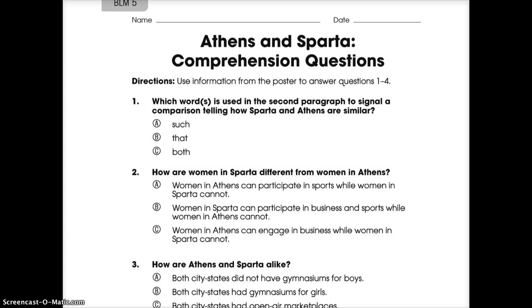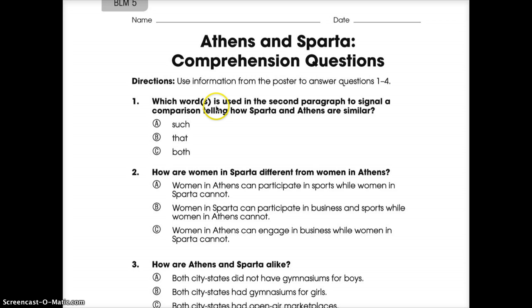Now, hopefully, boys and girls, you know that we're going to talk about comparing and contrasting information, and it's asking us which word is used in the second paragraph to signal a comparison. So it is asking us to find a word that signals a similarity. To find a word that signals a similarity, I will need to look for specific words in the text. What words in the question will help me know what to look for?